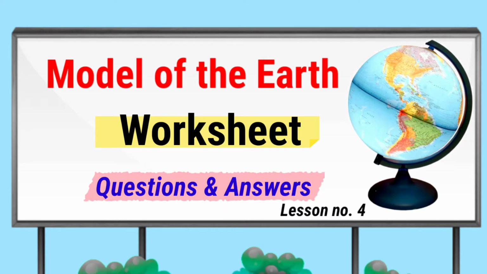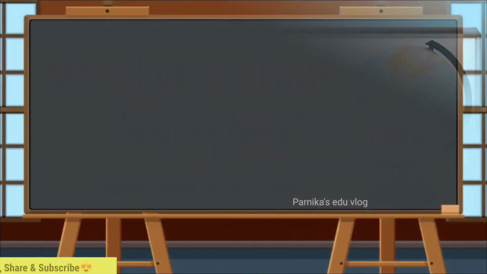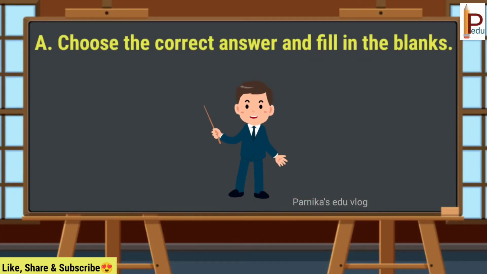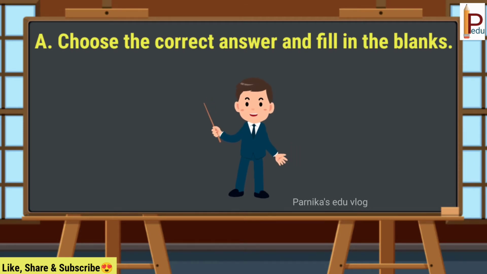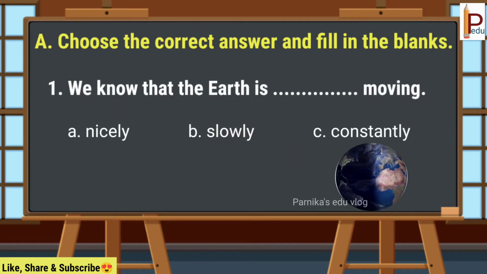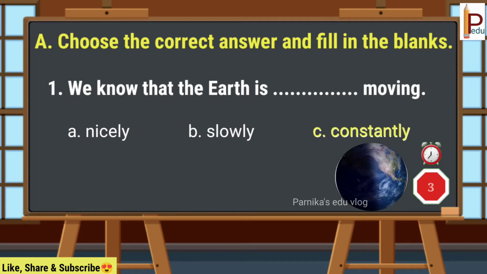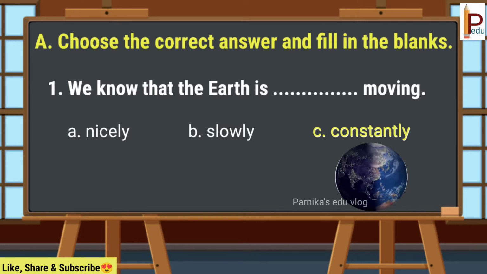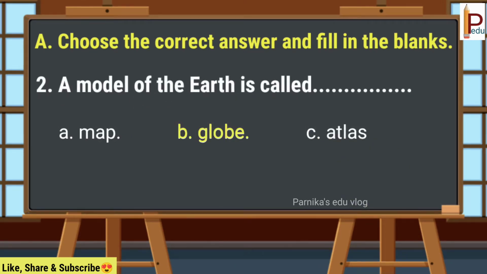Today we are going to practice exercise part of Model of the Earth. Children, choose the correct answer and fill in the blanks. First one, we know that the Earth is dash moving. Answer is constantly. Second one, a model of the Earth is called dash.